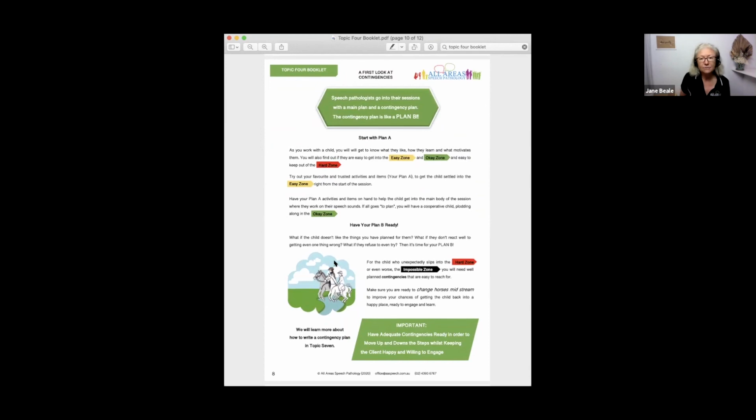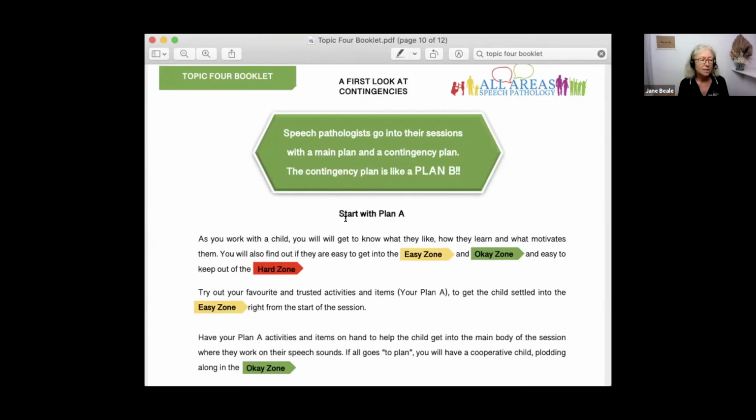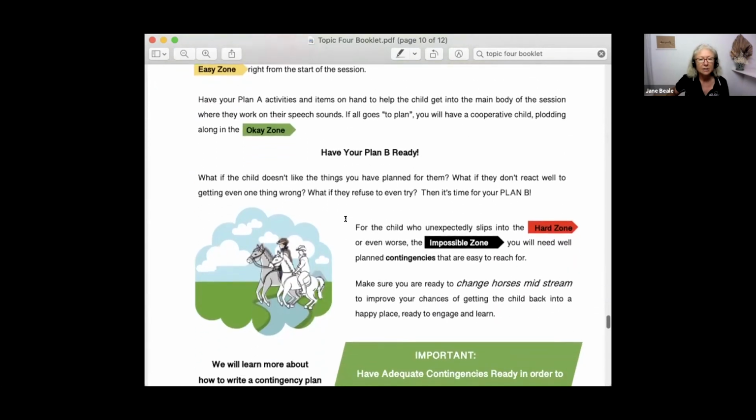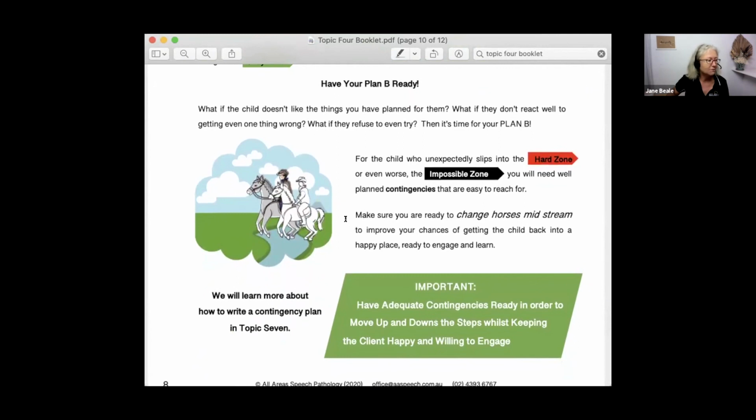On page 8, we're first going to start looking at contingencies. So what is a contingency? It's like a plan B. You start with plan A, you go in with an expectation of what you're going to work on with the client, and you know that you might need something up your sleeve if things don't go to plan. I suggest you have a read through this page and have a look at how you might start with your plan A and then how you might have your plan B ready.